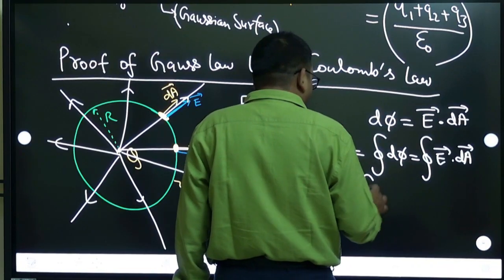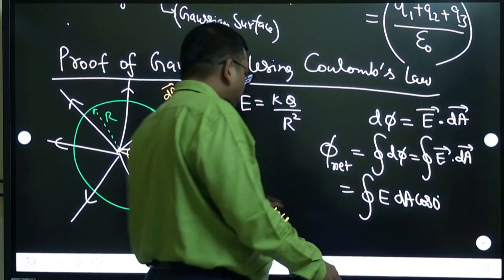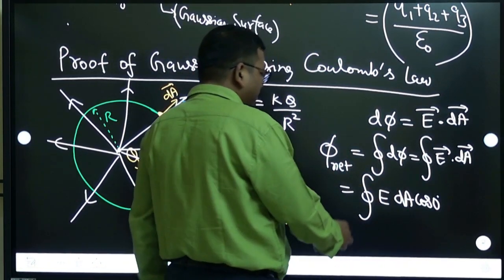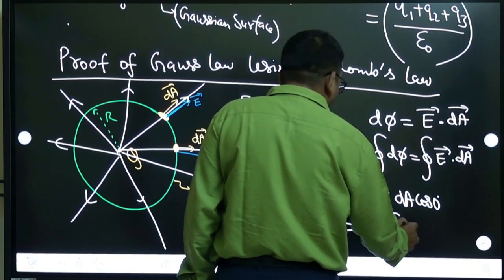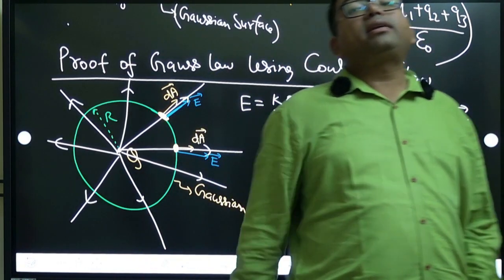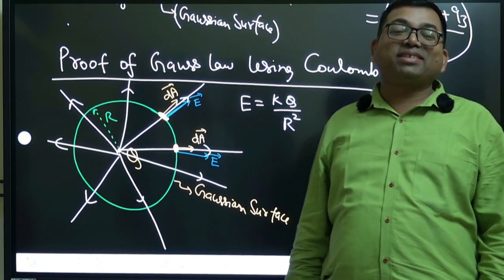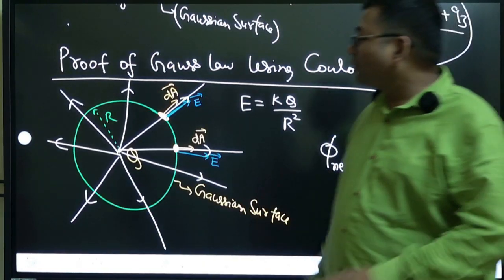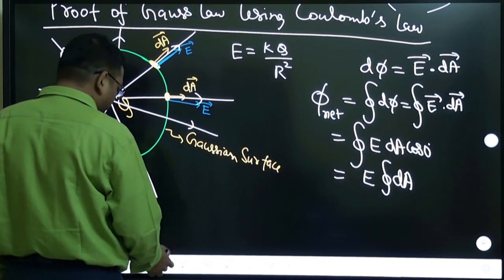While doing the integration, we get E dA cos 0 degree, and cos 0 degree is 1 because they are in the same direction. The electric field magnitude is the same, so we can take it out of the integration very easily because it is constant. So basically you just have to do the integration of dA, the total area. We know the area of a sphere already. If you had taken an irregular surface, there would be more problem. Why should we put ourselves in problem? Let us find the convenient way of doing this.